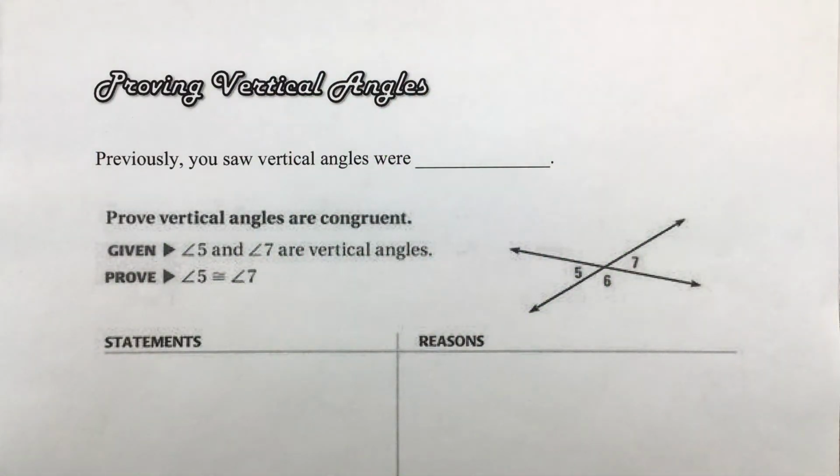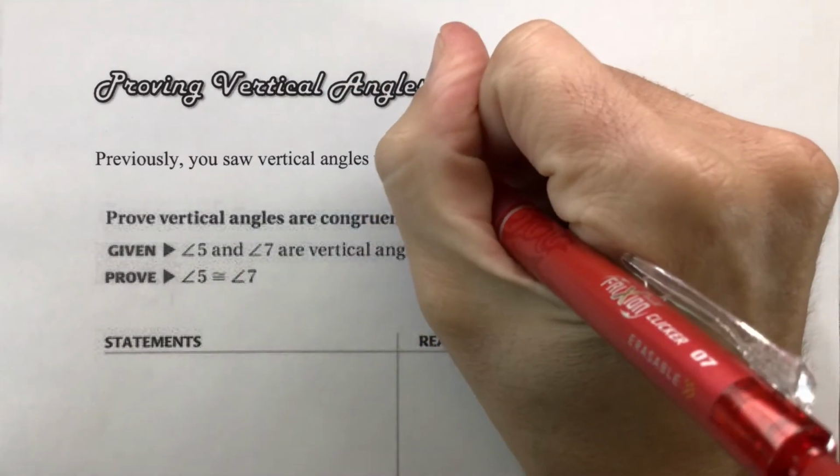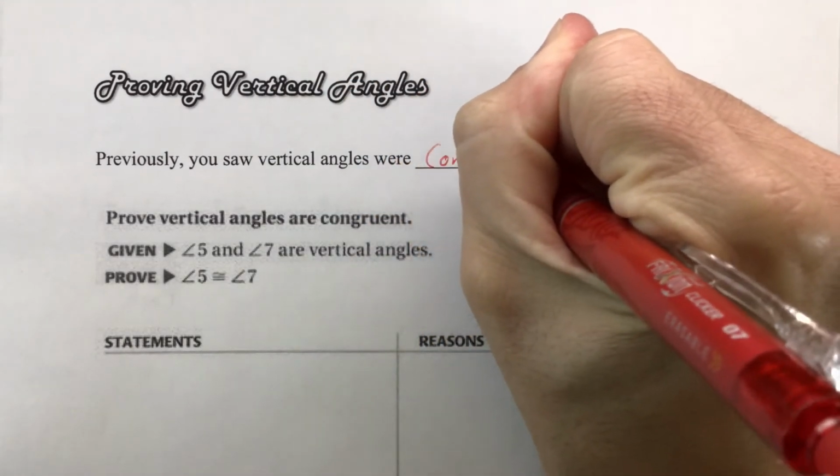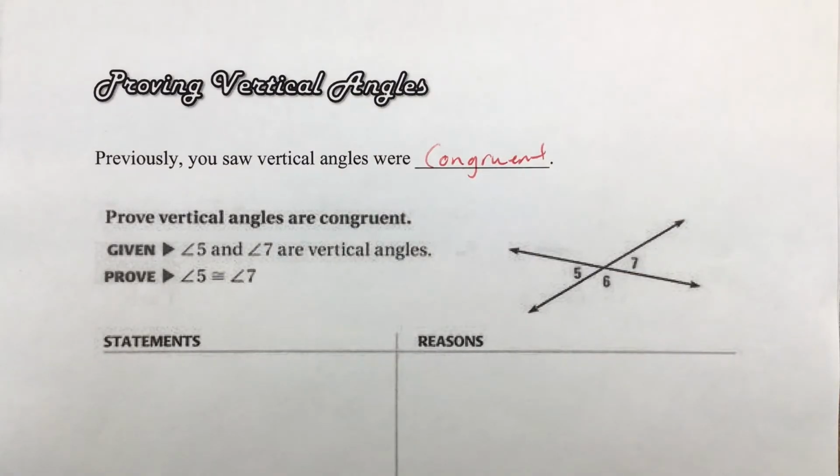Let's prove the vertical angles theorem. Previously, you saw vertical angles were congruent. They were congruent, and we were able to determine that based off of a couple linear pairs. We studied this when we talked about the different types of angle pairs, and we talked about how linear pairs are supplementary, and that ended up leading to vertical angles being congruent. What we're going to do now is formally put that together in a proof.